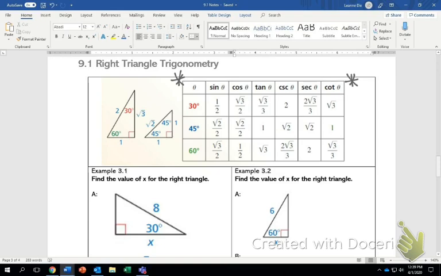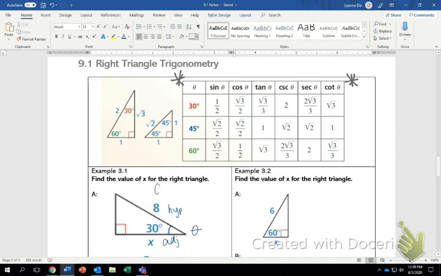So for example, I have this angle right here. So think about this as where our theta is, okay? And I have a hypotenuse, okay? And I also have an adjacent side. So I just have to ask myself, well, what trig ratio involves an adjacent and a hypotenuse?